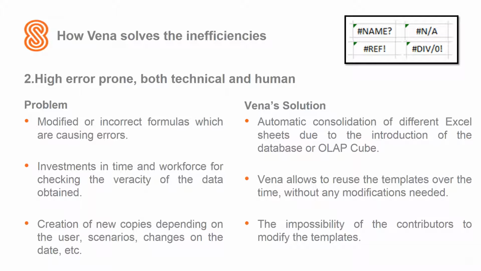With Vena, each user or contributor has a template assigned. Here, they input the data that goes to a central database where all the data is automatically consolidated. Moreover, those users cannot modify the templates, which can be reused over time. As a matter of fact, JP Morgan lost more than $6 million in the case of the London Whale because of errors made by the use of copy and paste in their risk management Excel.